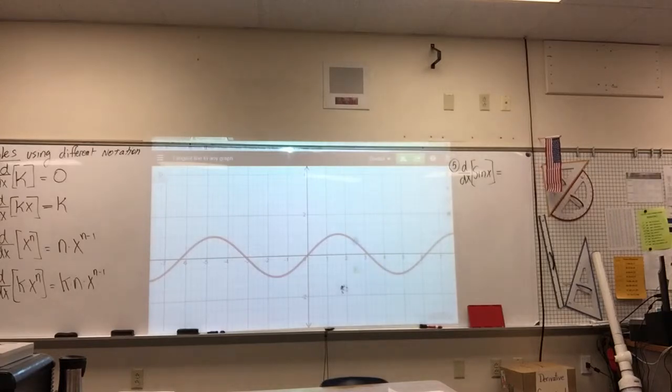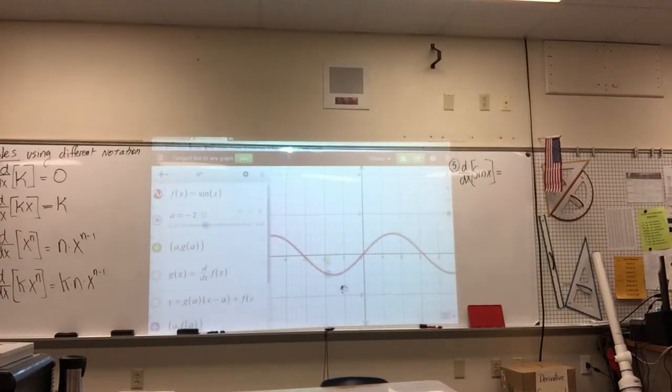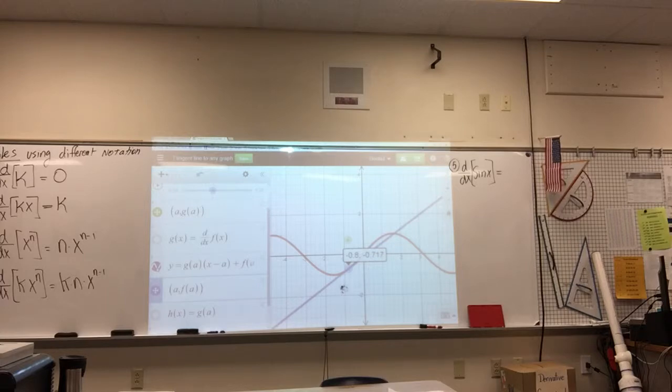So let's clarify that by just pausing here a second. Let's put this about right here. So I'm going to put a dot here. So the negative 0.8, that's the x value. And the sine of negative 0.8 radians is negative 0.717. So the question is, what is the slope of the line that is tangent to the sine at that x value? That's the question. What is the slope of that line?